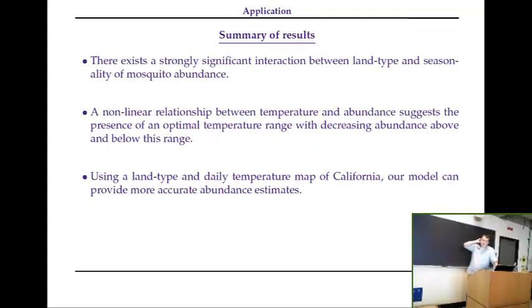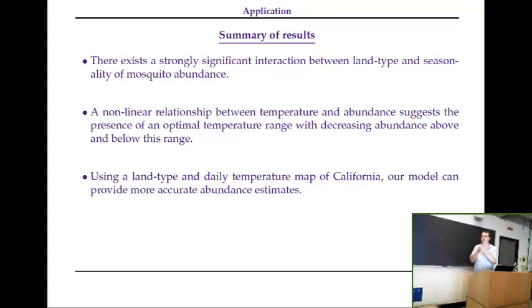So the summary of these results. There exists a strongly significant interaction between land type and seasonality of mosquito abundance. Hopefully those plots convince you of that. The p-values are tiny, and again, as opposed to with the Aedes aegypti, these are actually quite a significant number of mosquitoes, different from one point in time and another point in time, from one land type to another land type. The relationships don't appear to follow any particular functional form.